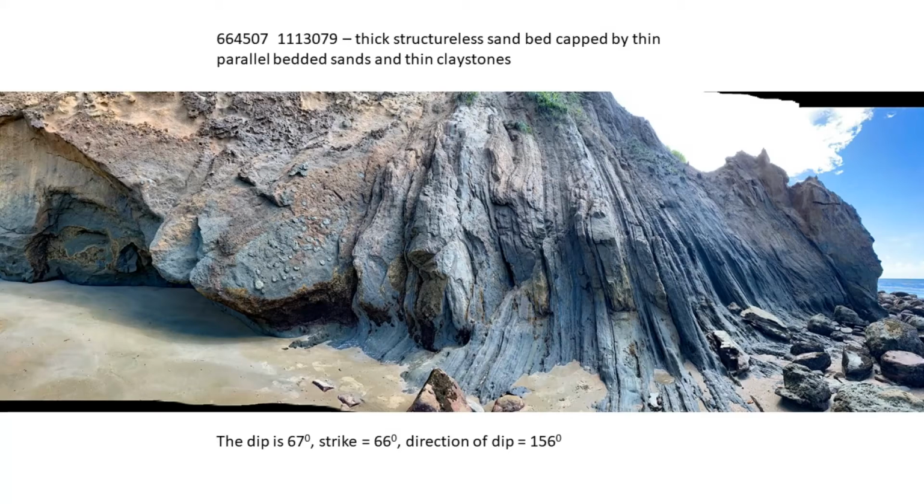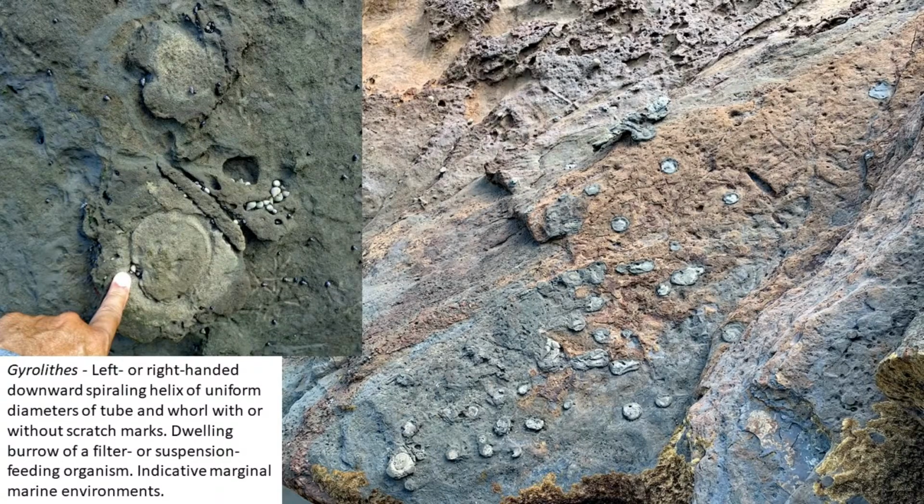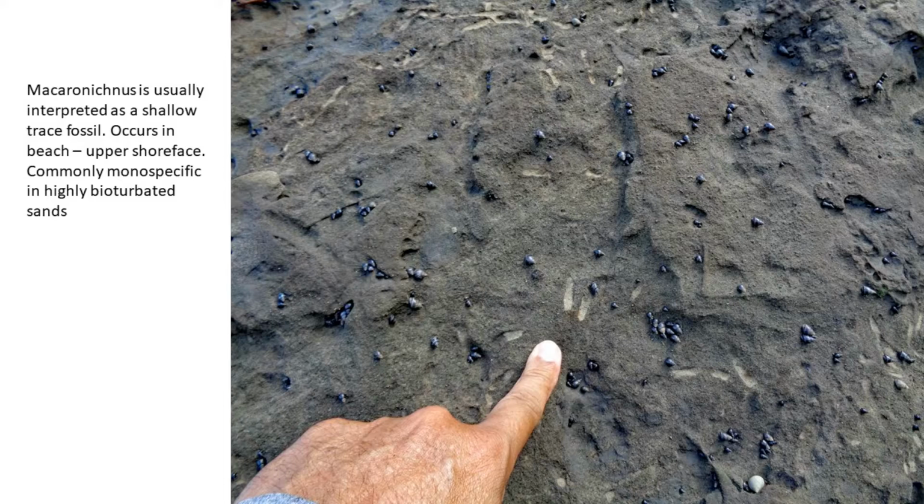to the southeast. There are abundant gyrolithes, which is a left or right-handed downward spiral helix of uniform diameter of tube and whorl, with or without scratch marks. It represents the dwelling burrow of a filter or suspension feeding organism. It is indicative of marginal marine environments.